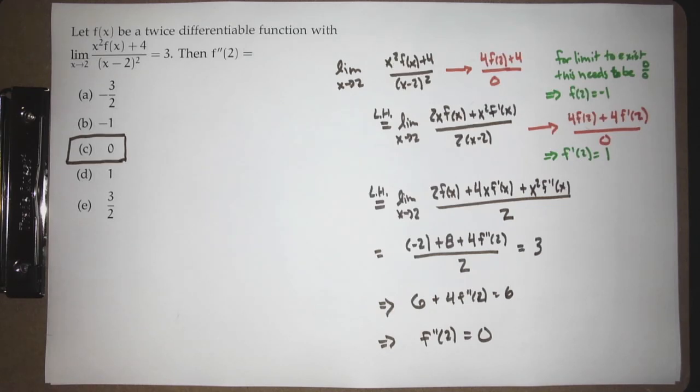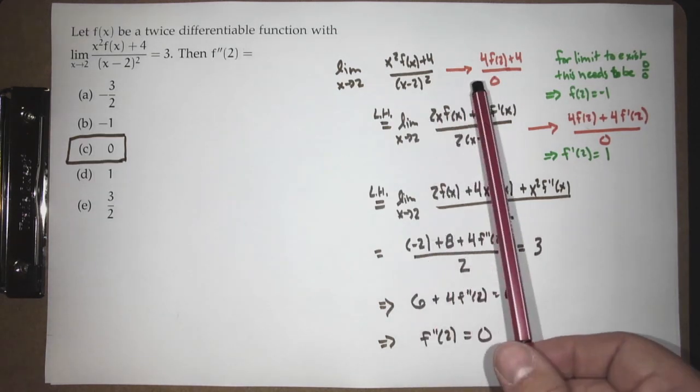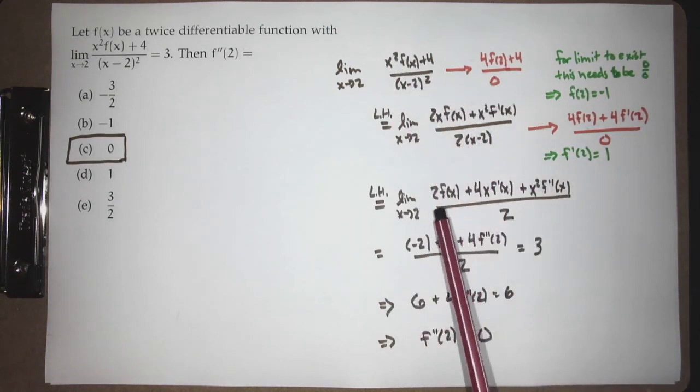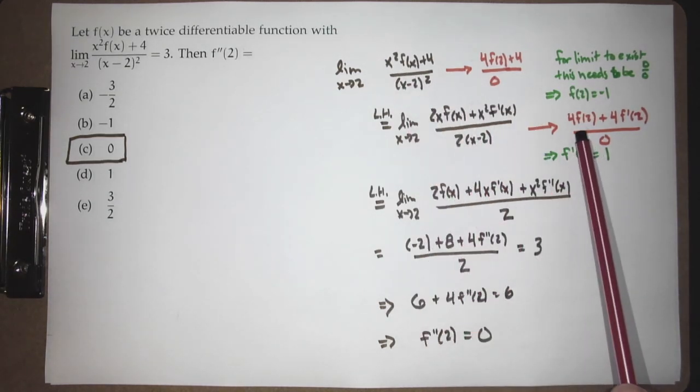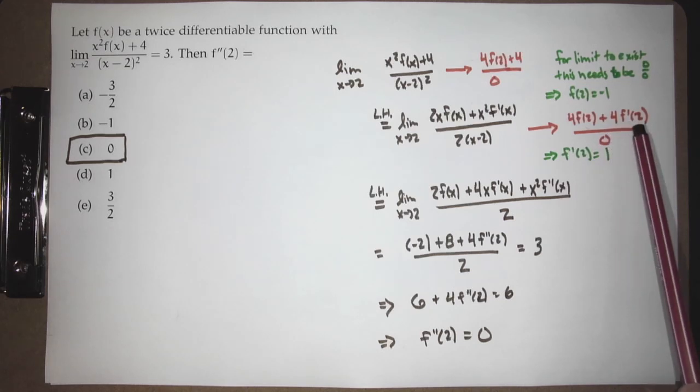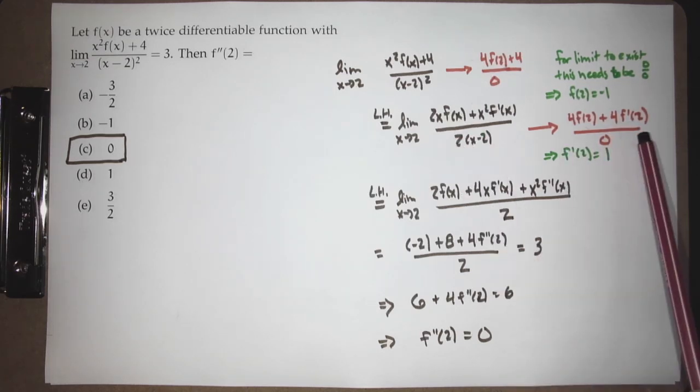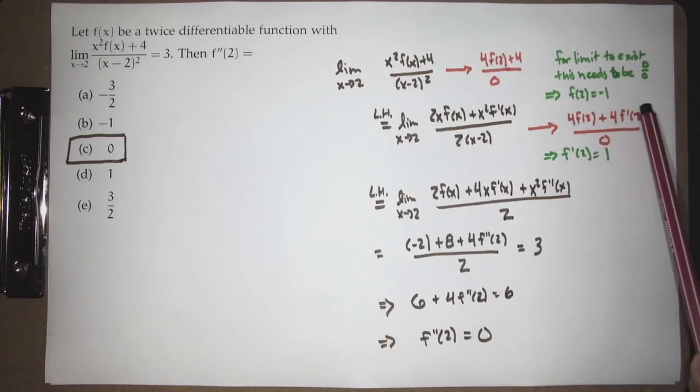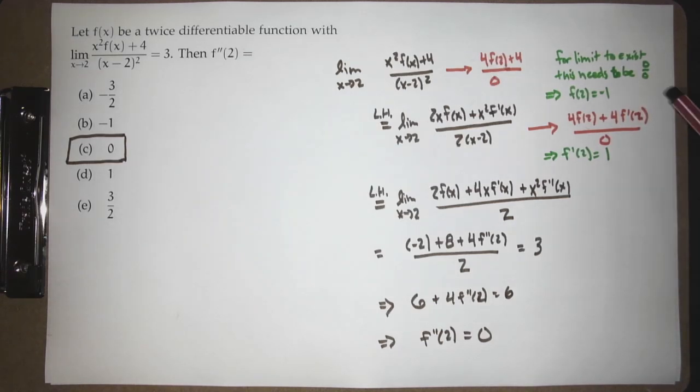We push L'Hopital. We get this expression because we can do a product rule. Derivative of 4 goes away. That tells us 4f of 2 plus 4f prime of 2 over 0. Let's plug it in. Again, the upstairs has to be 0. Otherwise, it's hopeless. But we already know f of 2 is negative 1. So that forces f prime of 2 to be positive 1.